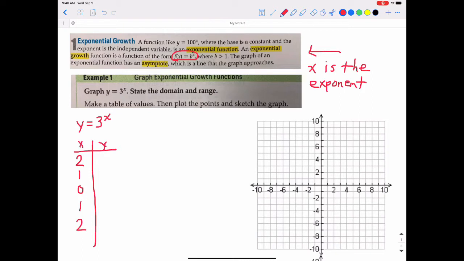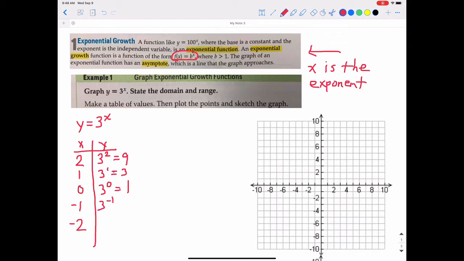So when we replace the x with a 2, we would have 3 to the second power, and that equals 9. 3 to the first power equals 3. And what is 3 to the 0th power? 3 to the 0 power, if you recall from Algebra 2, equals 1. And then these are supposed to be negatives. 3 to the negative 1 power.